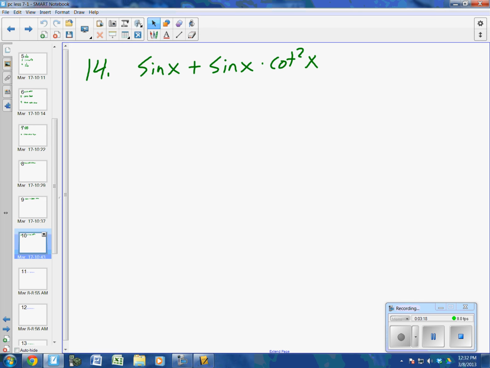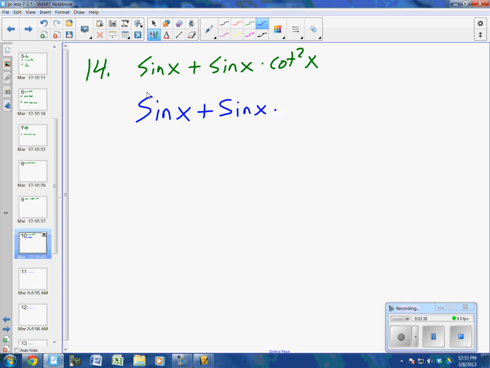Okay. Who thinks they know what to do on this one? I'll give you a hint. I would use the quotient identity for one of those. Which one? The cotangent, right? What could I rewrite that one as? Okay, so I can write the cotangent squared as cosine squared of x over sine squared of x. Remember, cotangent squared means cotangent times cotangent, and then each one of those is going to be a cosine over sine, which if you combine those, it's cosine squared over sine squared.